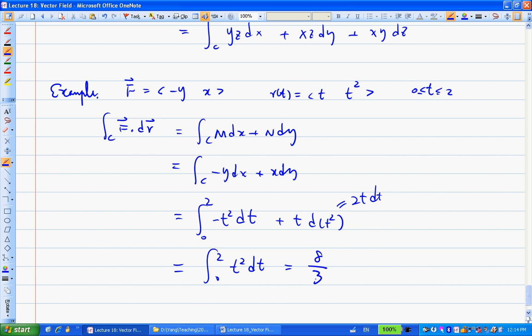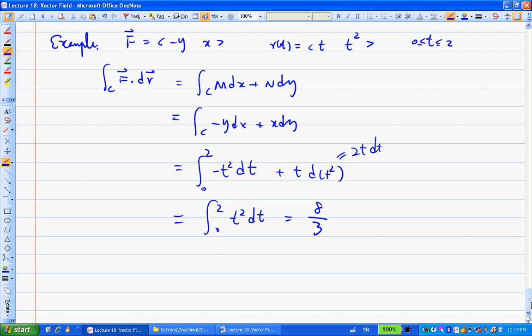So either formula works fine, depends on which one you're more comfortable with, right? But if you choose to do this one here, make sure you understand that you're not integrating with respect to x or y, because in the end, it's an integration with respect to the parameter, the common parameter t, or anything the question gives you.